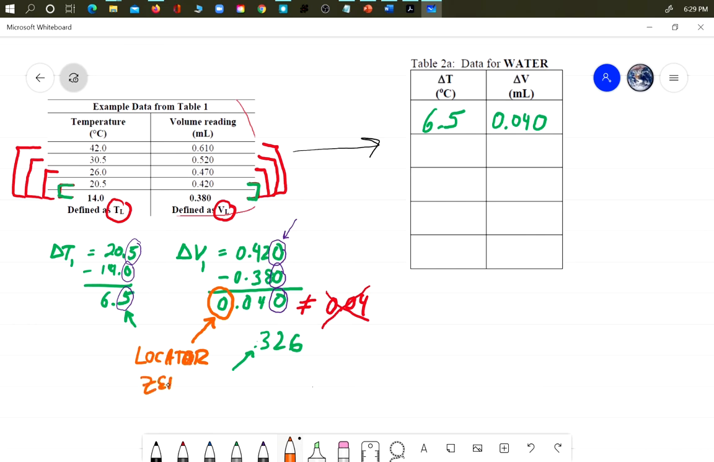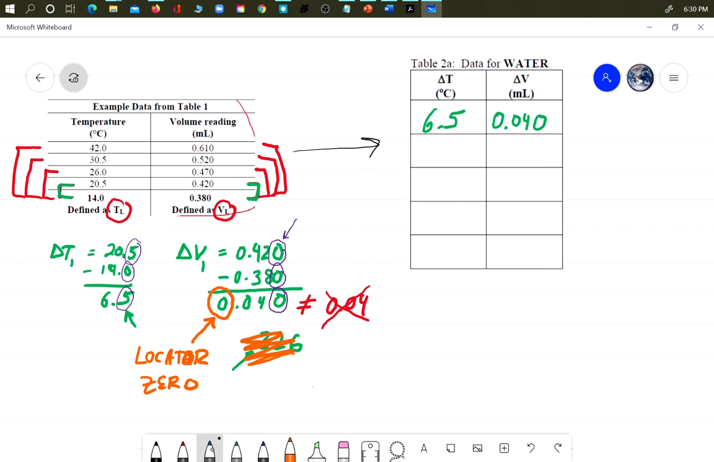Locator 0. It locates the decimal place. So forget this. Write the 0 down. So when we do this now, we should notice in our table of delta T's and delta V's that they're all written to the same precision, and we're going to look to see if you actually did that. And one of the things to be graded on is to maintain a consistent level of precision when you do these calculations. Let's just do one more.